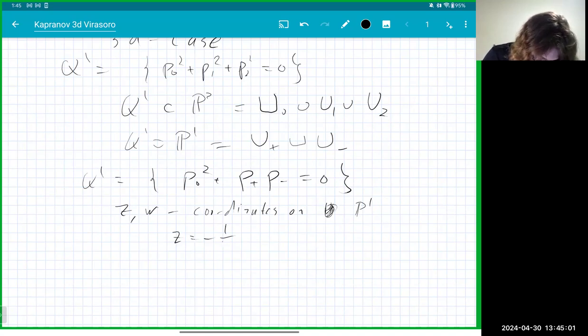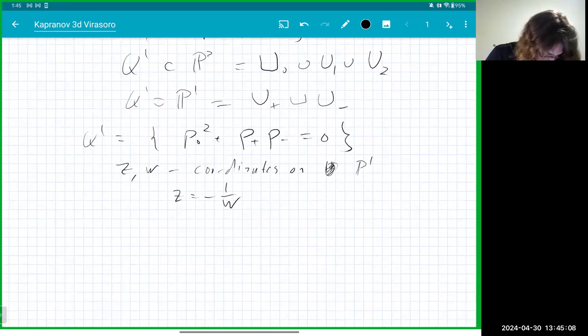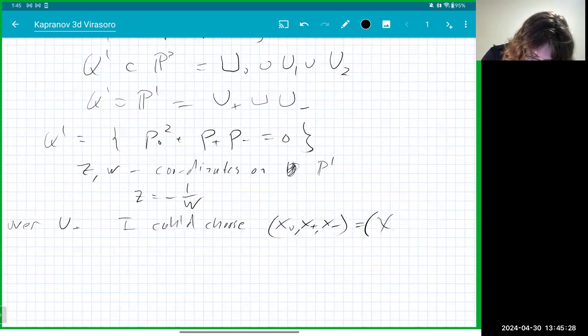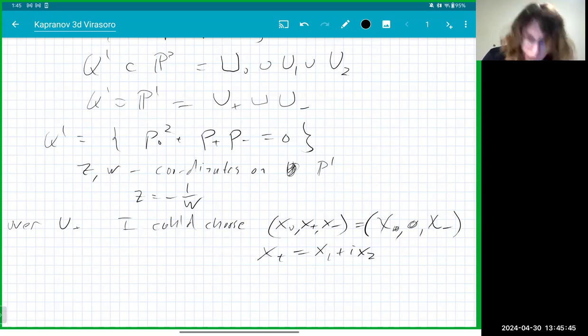With Z equals minus W, that means the transition function. And now I could trivialize my bundle, because over U plus I could choose x plus to be equal to zero. I could always kill it using this relation.